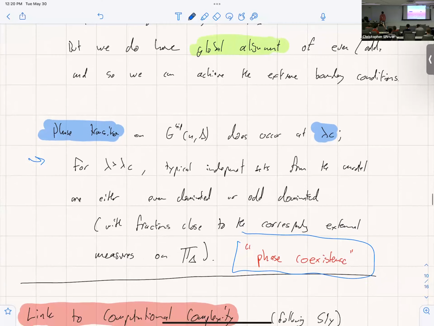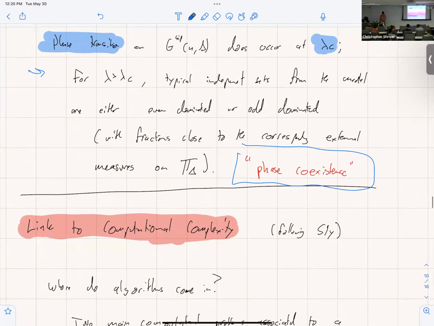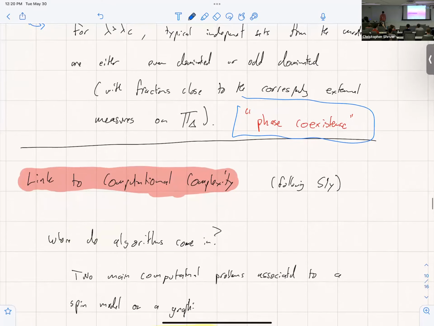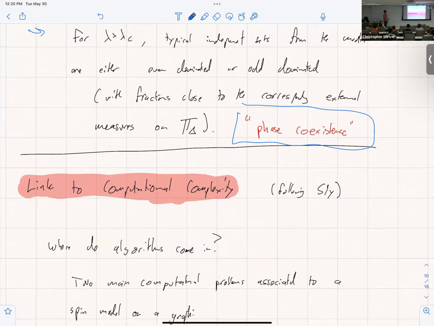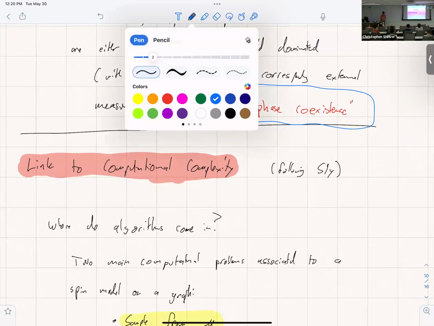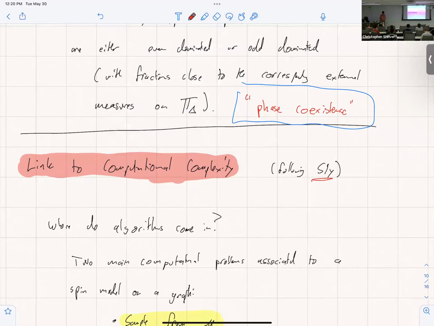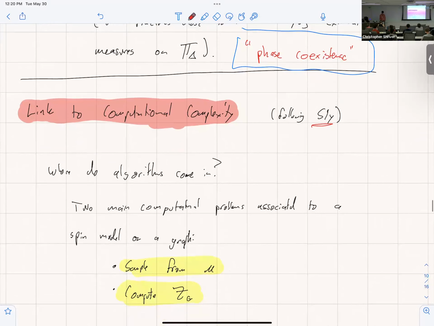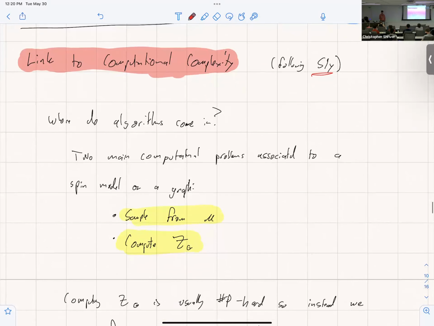So now I want to say, why are these types of phase transitions important? They're important in algorithms. And I want to tell you how the phase transition I just described on the random bipartite graph actually provides a link to computational complexity. This is following the work of Sly in a really beautiful paper. So where do algorithms come in the first place? What algorithms are we talking about?